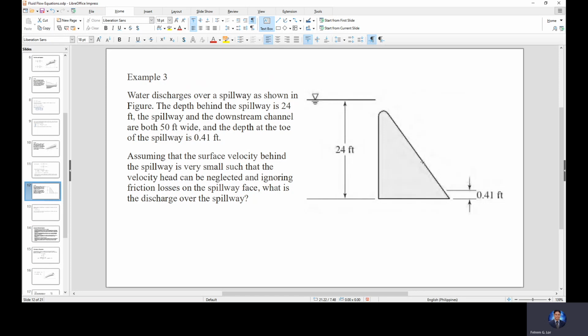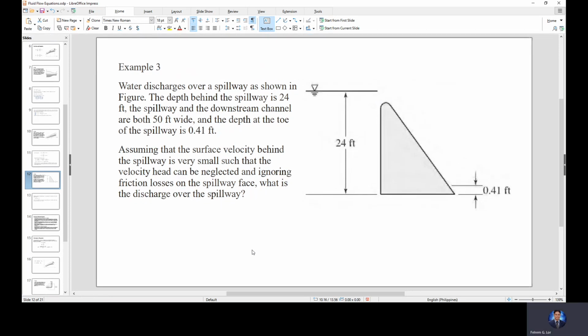Actually, in the next topic, we won't ignore the friction, because basically our topic is about friction flow in a pipe. So for these examples, for this discussion, we'll just ignore the friction between points of consideration. So the question is, what is the discharge over the spillway, the water flowing on top of the spillway?